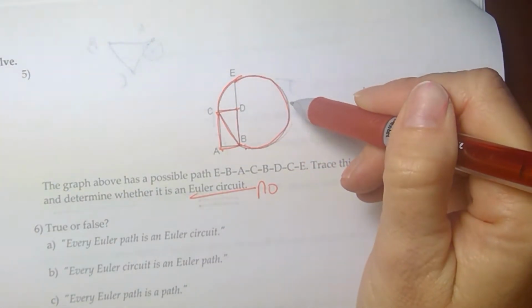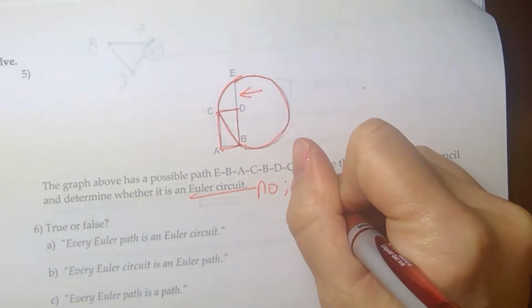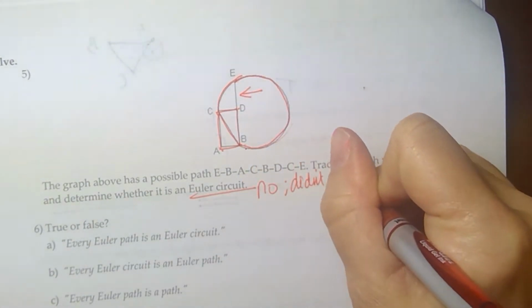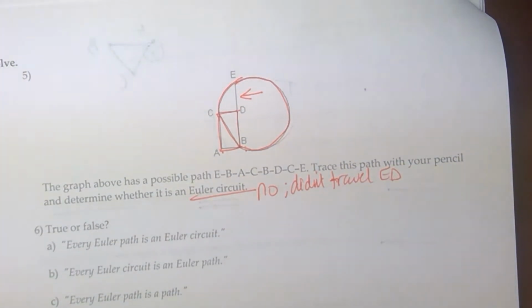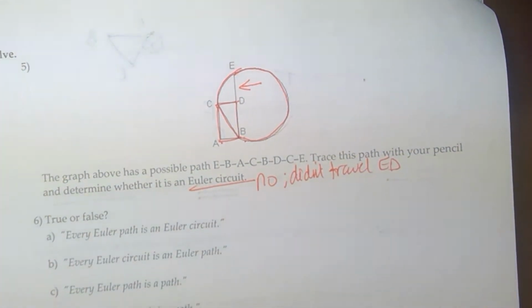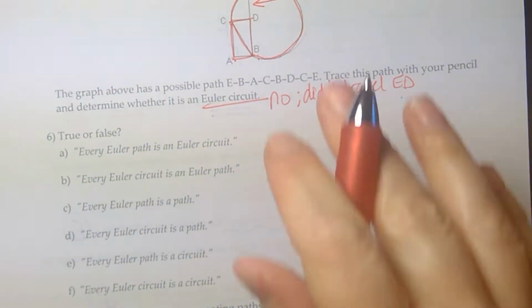Why isn't it an Euler circuit? Well, it's not an Euler circuit because we didn't travel that edge. We didn't travel over edge ED or DE. You can name it either way. But we didn't travel that edge, and for Euler, you've got to do every edge exactly one time.